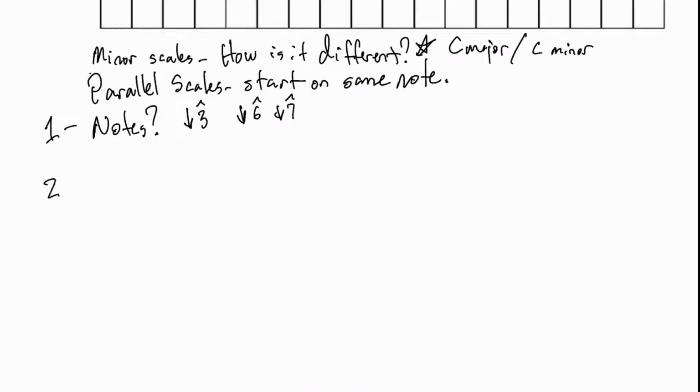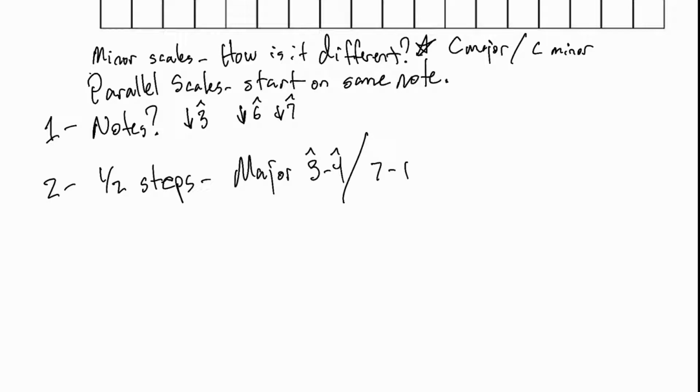The other difference is the position of the half steps. Remember, the half steps in a major scale are between 3 and 4 and 7 and 1. So for major, they were 3 to 4 and 7 to 1. Those are the half steps in a major scale. I'm just going to put that in parentheses because we're going to talk about where are the half steps. Where are the half steps in a minor scale? And again, we're working on a natural minor scale.